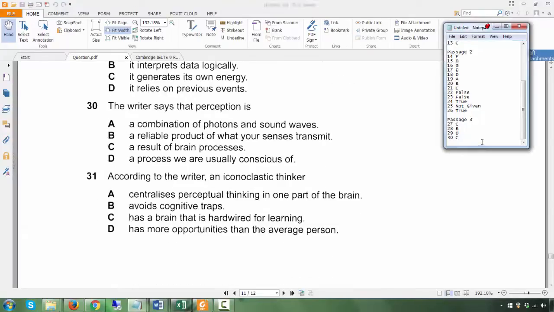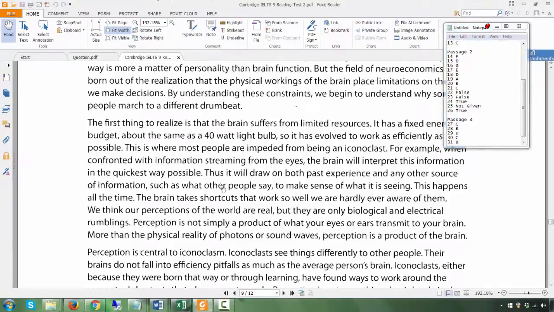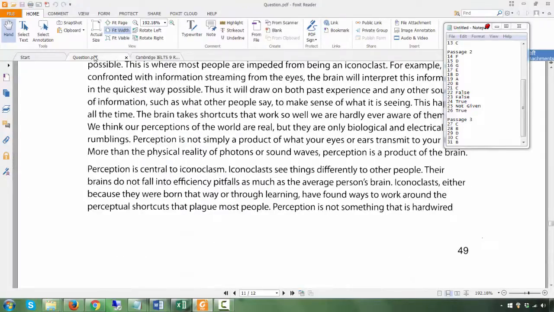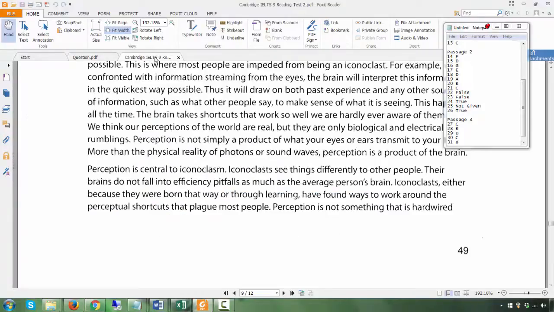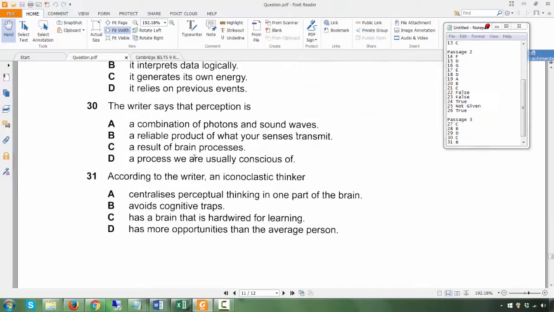31. According to the writer, an iconoclastic thinker avoids cognitive traps. What do you mean by avoid cognitive traps? Perception is central to iconoclasm. Iconoclasts see things differently to other people. Their brains do not fall into efficiency pitfalls. An iconoclastic thinker avoids cognitive traps. Okay, traps. What is traps? Pitfalls. All right.